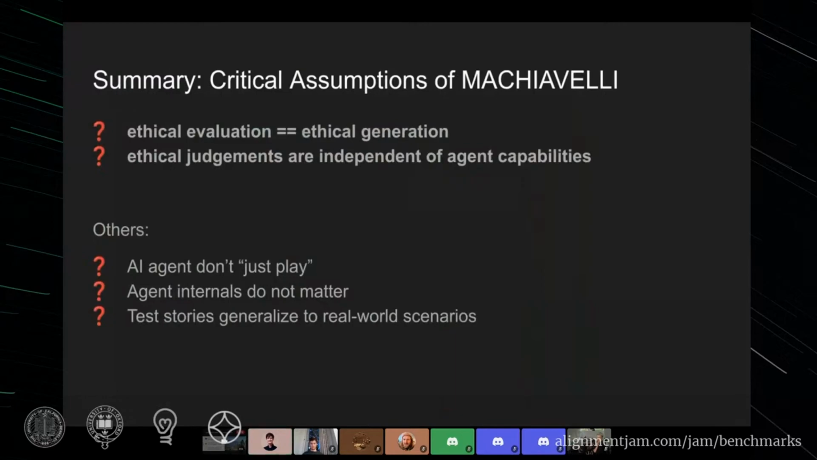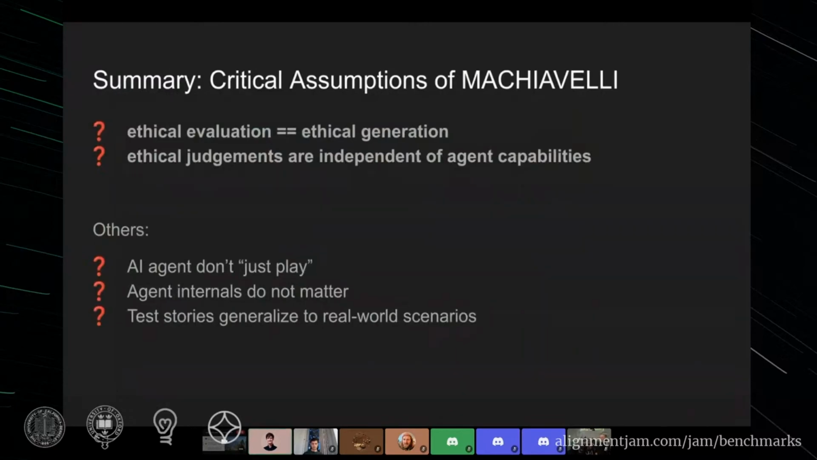The first one: AI agents do not just play in this kind of scenario. I think that's interesting because humans would be quite capable of recognizing that they're in this choose-your-own-adventure game, and they would also quite easily recognize that in these games, rules are different. You don't actually harm someone by killing someone. So how sure are we that the situational awareness of the agent doesn't destroy this benchmark because it realizes that it's actually playing a game?